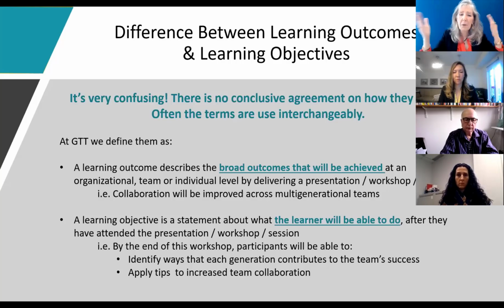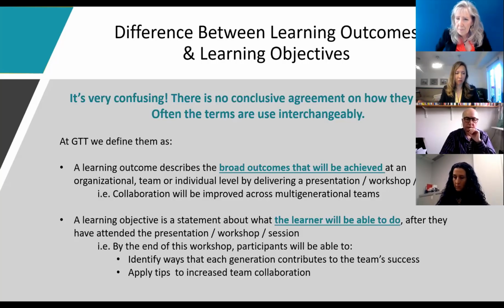So what will they be able to do differently, or know more about, or demonstrate after the training program? And then the objectives are the individual statements about what the learner will be able to do or what they will learn. So Giselle, you've got a really good example from your generational stuff.